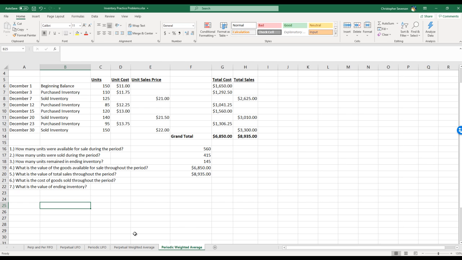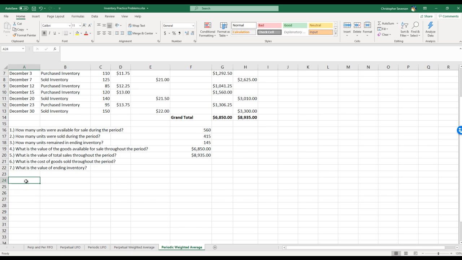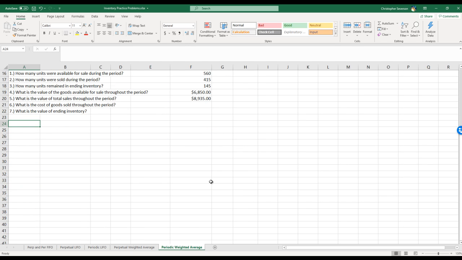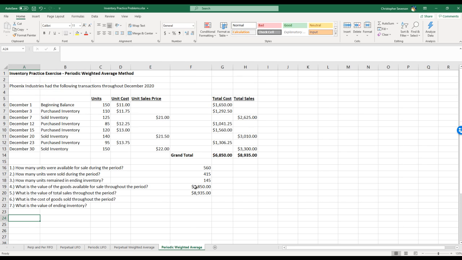Now, if you've gone through the other videos, what we did was we copied our data set down here at the bottom to kind of recreate things to show how items were moving out of ending inventory to cost of goods sold. For periodic weighted average, we don't even really have to do that.